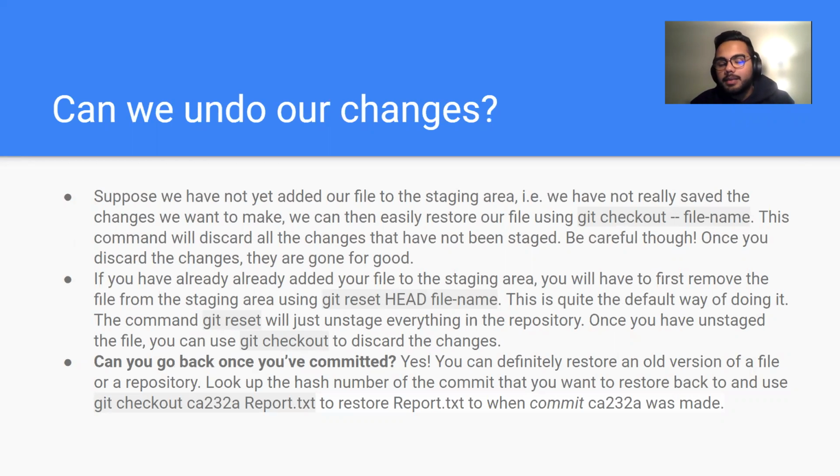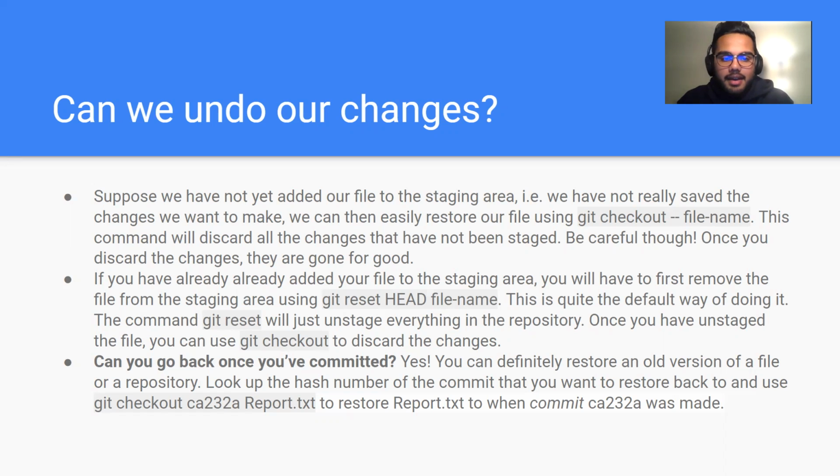Another big question with repositories is whether we can undo our changes. Suppose we haven't added our file to the staging area yet, which means that we haven't really saved the changes that we want to make. Then it's actually pretty easy to restore our file, and that can be done with git checkout. But you've got to be very careful with it, because this command will essentially discard all the changes that have not been staged. Those changes are gone for good. So you just need to make sure that you actually intend to remove all of your changes.